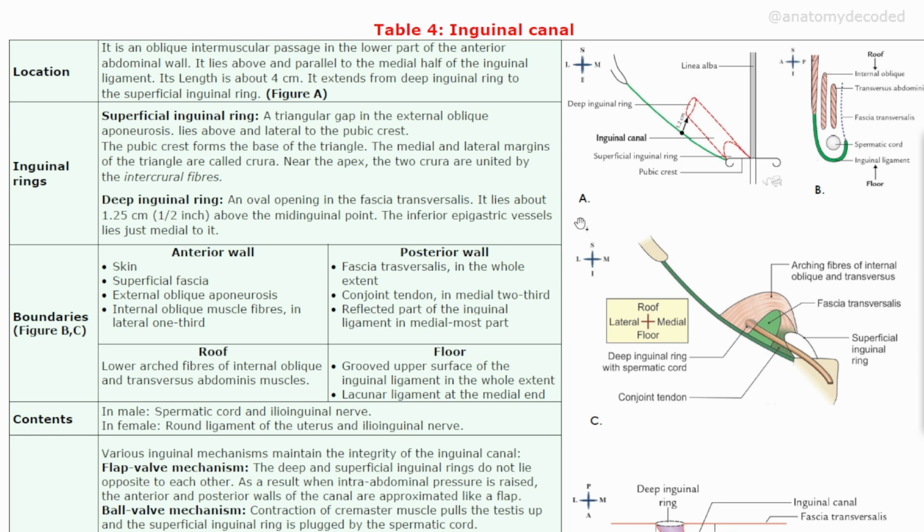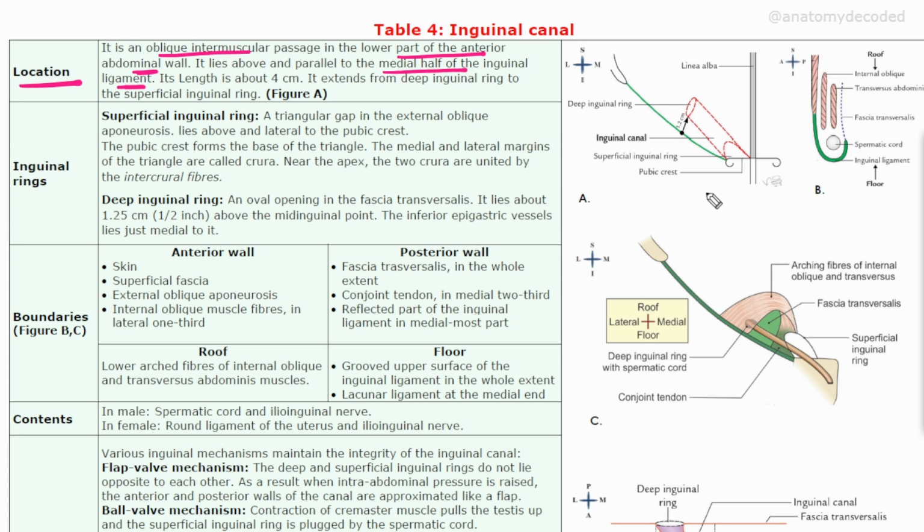Just like for other topics, we have made notes. So here we can see concise notes for the inguinal canal topic as well. Where is the inguinal canal located? It is an oblique intermuscular passage in the lower part of the anterior abdominal wall. It lies above and parallel to the medial half of the inguinal ligament.